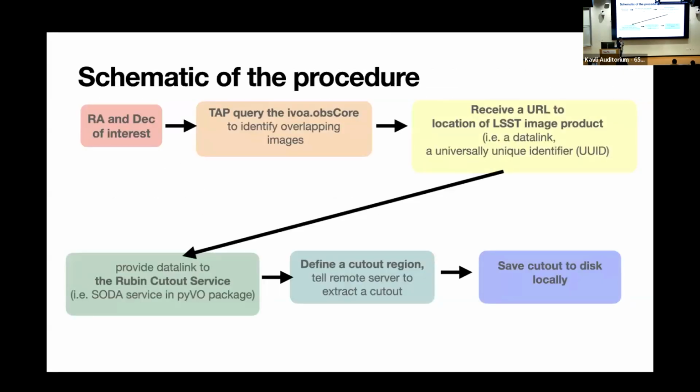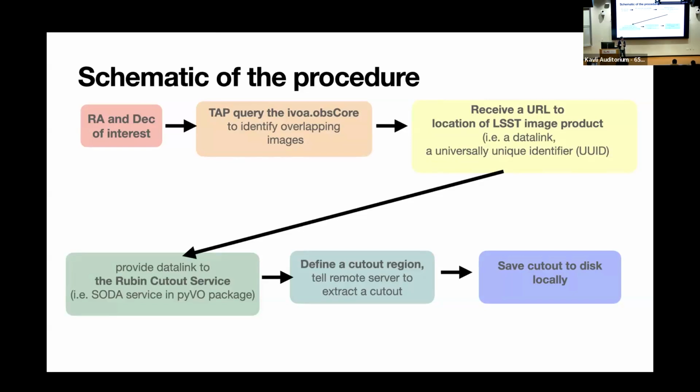Okay, so this is just a brief, very simplified schematic of the procedure that is followed. You start with an RA and Dec of interest for your astronomical object. You perform a TAP query to a table called the IVOA ObsCore table, and this is holding the metadata and the location of the LSST imaging on the remote server side.